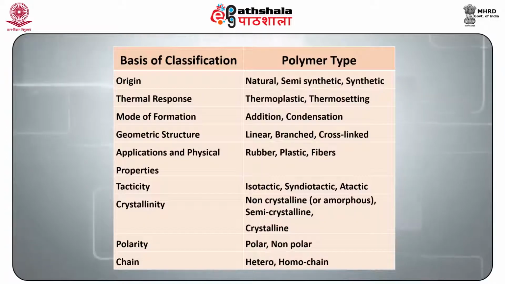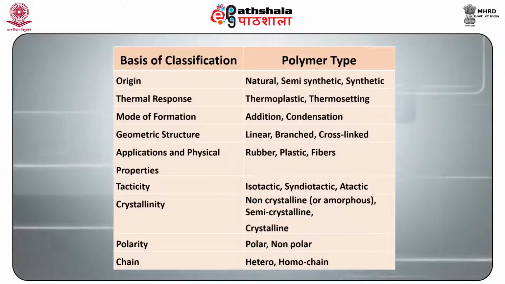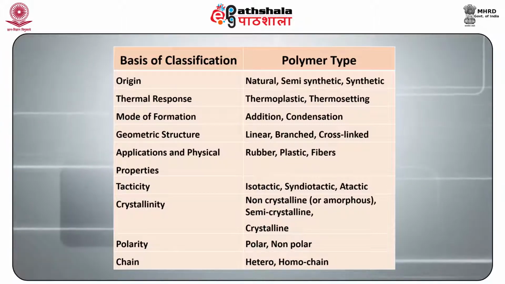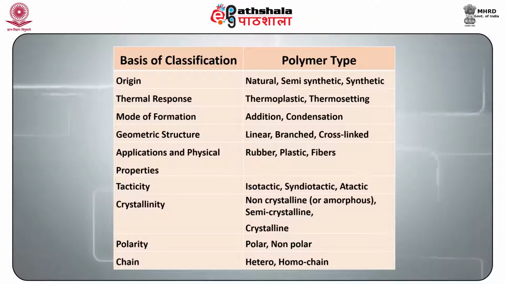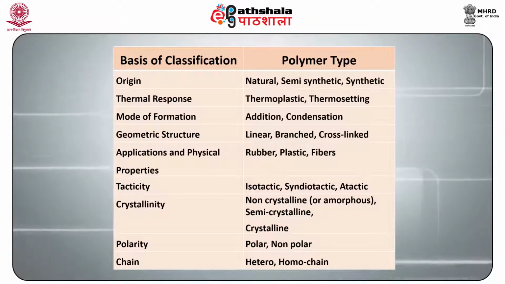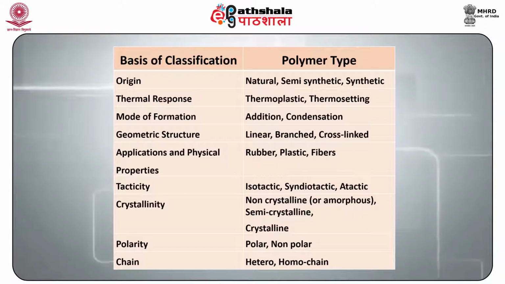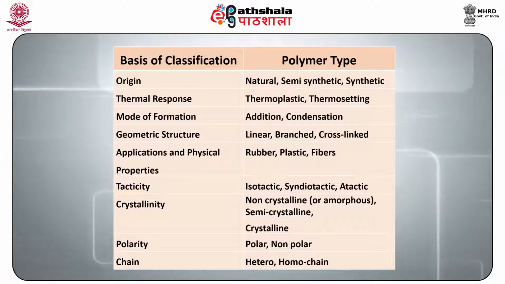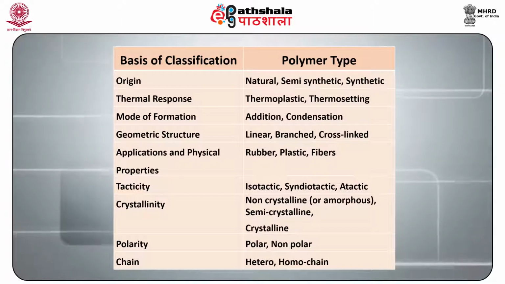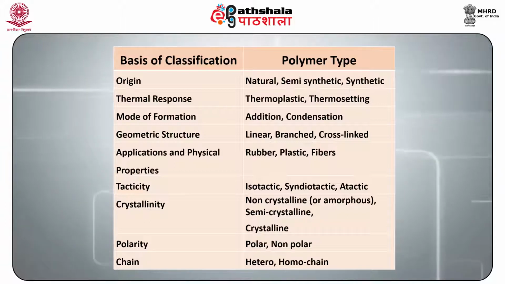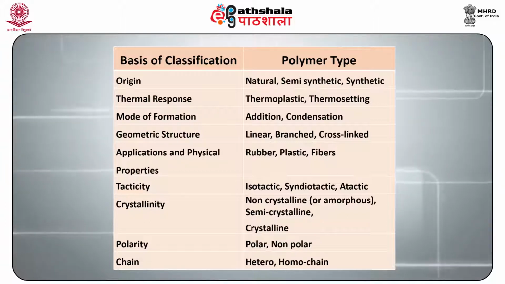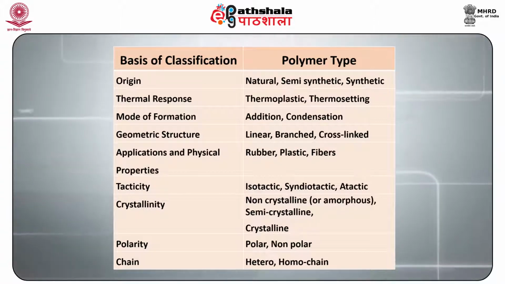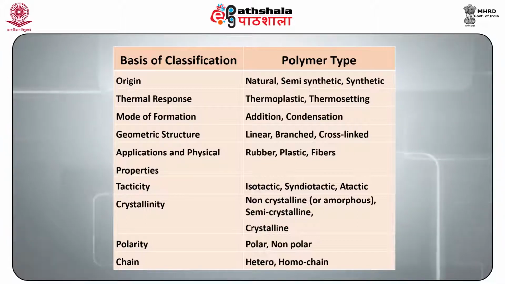We can see that on the basis of origin, polymers can be classified into natural, semi-synthetic, and synthetic. On the basis of thermal response, we have thermoplastics and thermosetting polymers. On the basis of mode of formation, we have addition and condensation polymers. On the basis of geometric structure, we have linear, branched and cross-linked polymers. On the basis of application and physical properties, we have rubbers, plastics and fibers. On the basis of tacticity, we have isotactic, syndiotactic and atactic polymers.